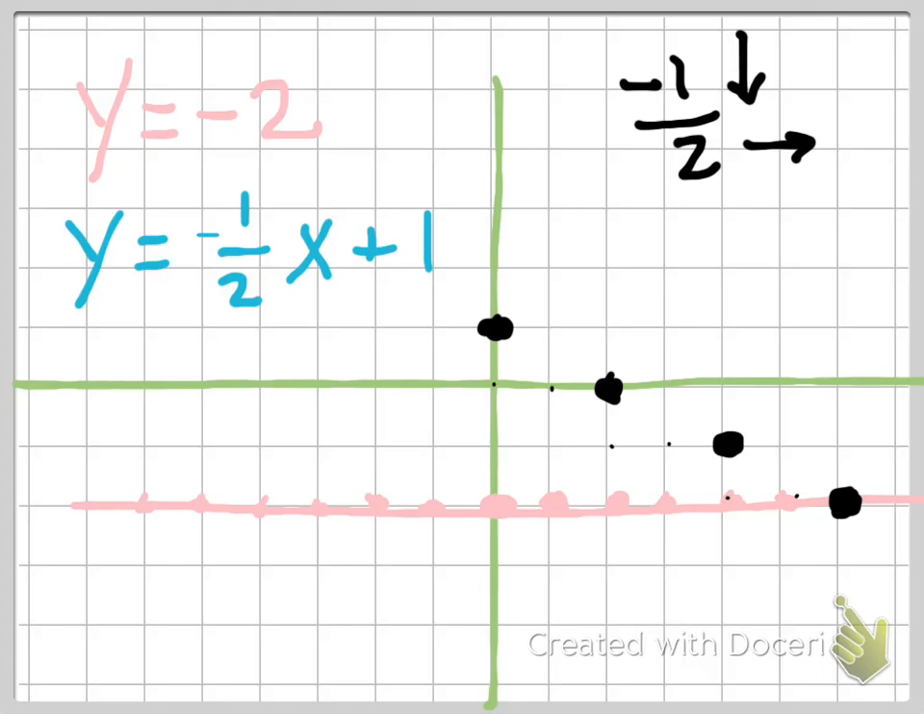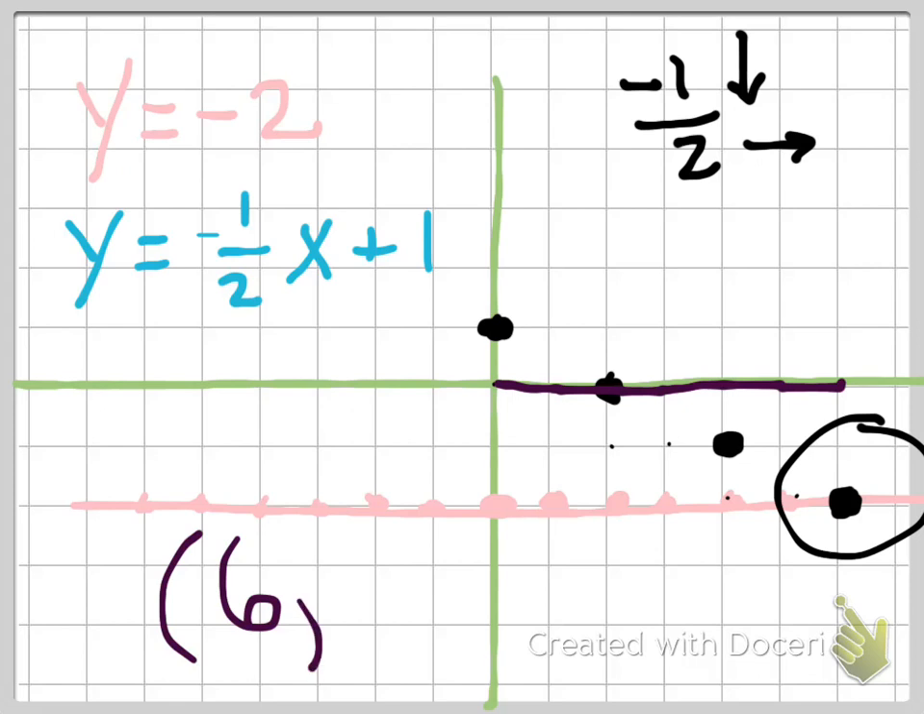I just found the place where my black line crossed my pink line, which means this is going to be my solution. Let's see what those coordinates are. If I start at the y-intercept and count how many places to the right I go, my x is 1, 2, 3, 4, 5, 6. My x value of my coordinate is 6, and I'm going to go down 1, 2, so my y value is negative 2. Your turn to practice.